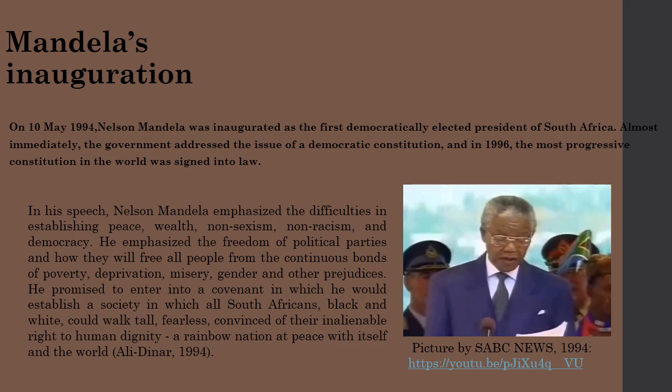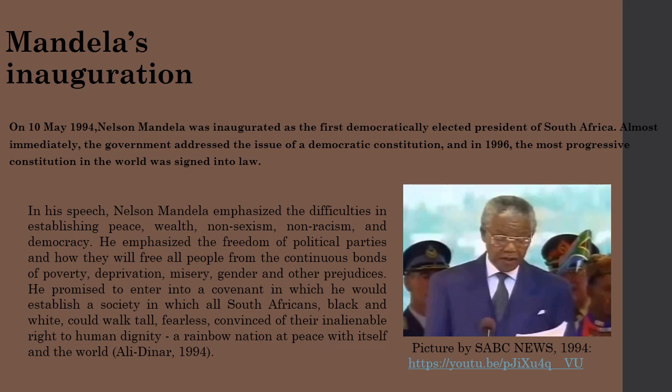Nelson Mandela inauguration. On 10 May 1994, Nelson Mandela was inaugurated as the first democratically elected president of South Africa. Almost immediately, the government addressed the issue of a democratic constitution, and in 1996, the most progressive constitution in the world was signed into law.